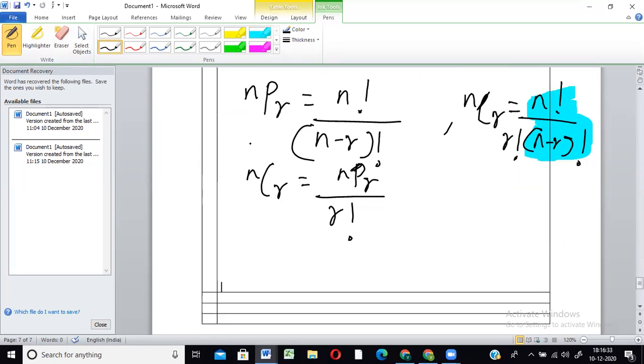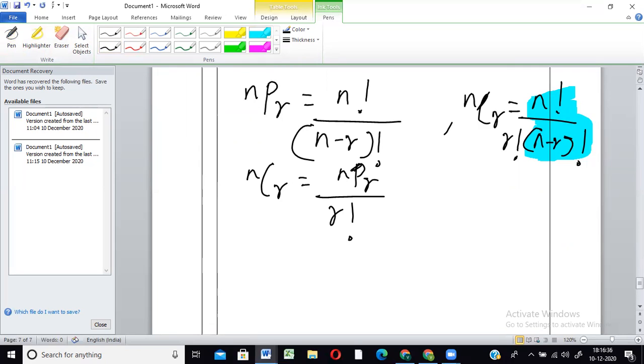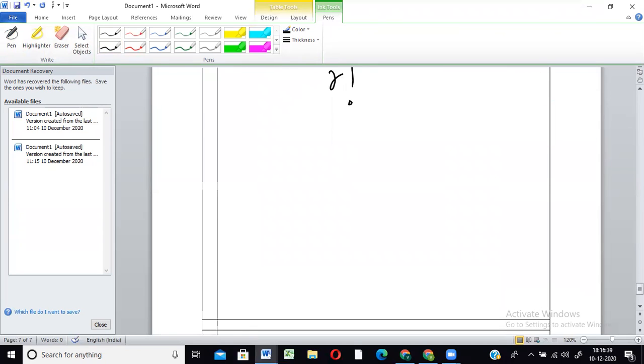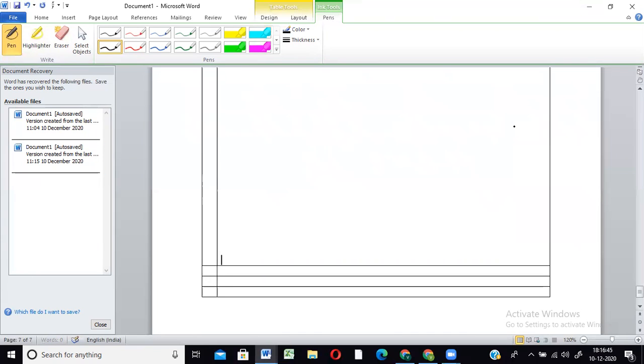And the other property is, suppose you have something like this: NCR plus NCR minus 1. This means, in the first place, out of n objects you are selecting r objects, and in the second, out of n objects you are selecting r minus 1 objects. So the total number of ways this will be done is n plus 1 CR.